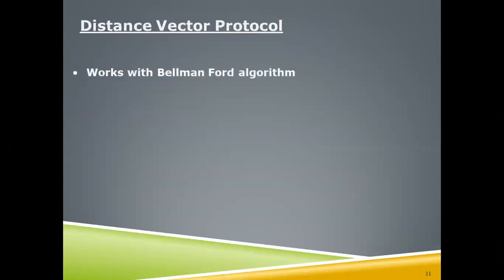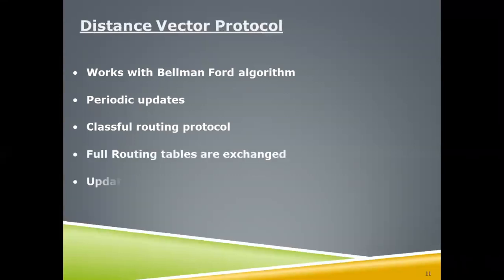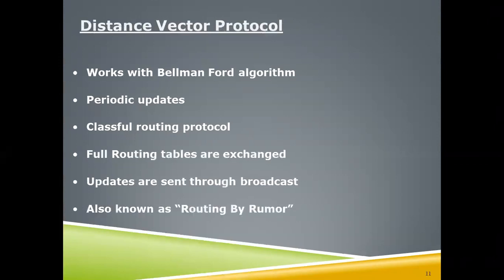Distance vector protocols work with the Bellman-Ford algorithm. In dynamic routing, every routing protocol uses a fixed algorithm to find the best path. In distance vector protocols, the algorithm that is used is the Bellman-Ford algorithm. There are periodic updates. Classful routing protocols are there in the distance vector protocol. Full routing tables are exchanged. Updates are sent through broadcast, and it is also known as routing by rumor. For example, RIP and IGRP.